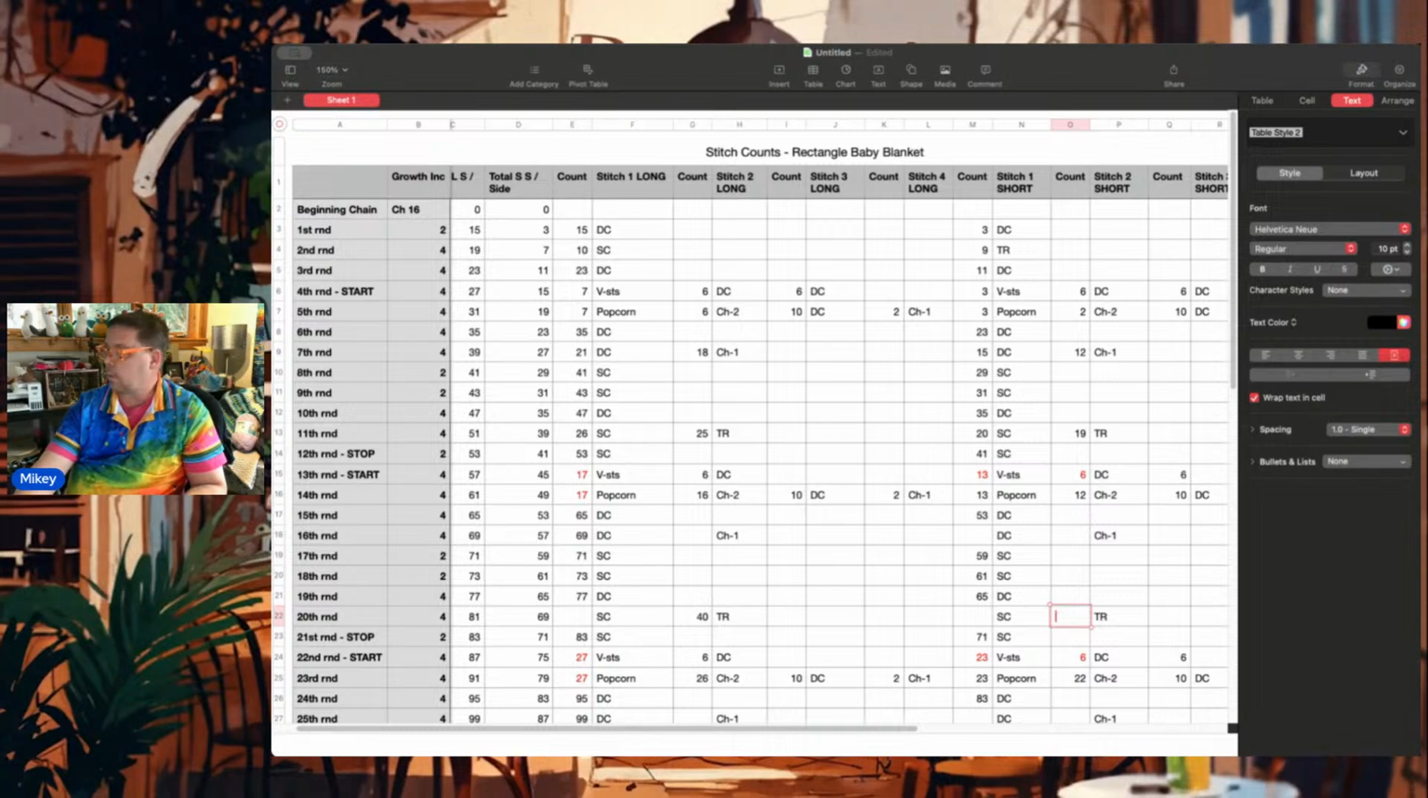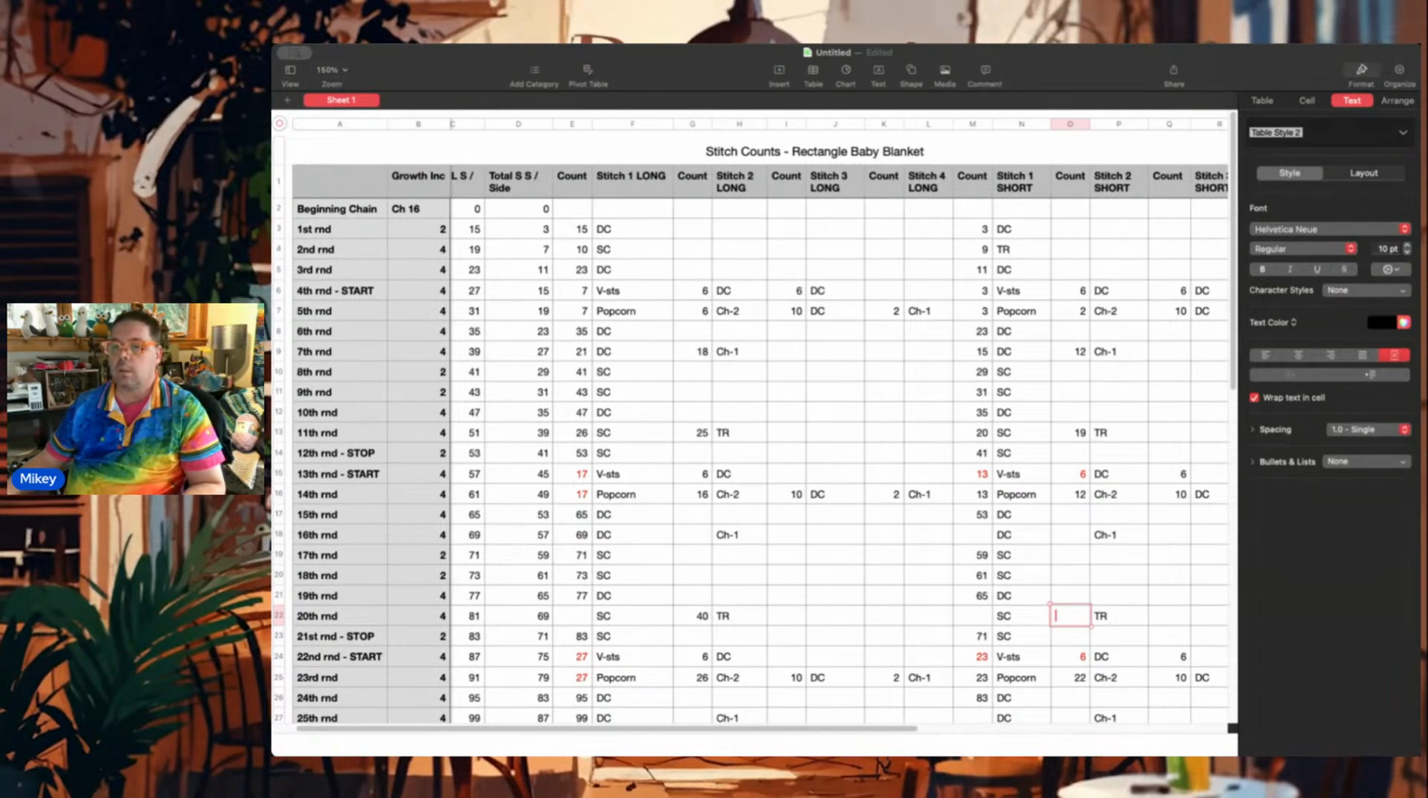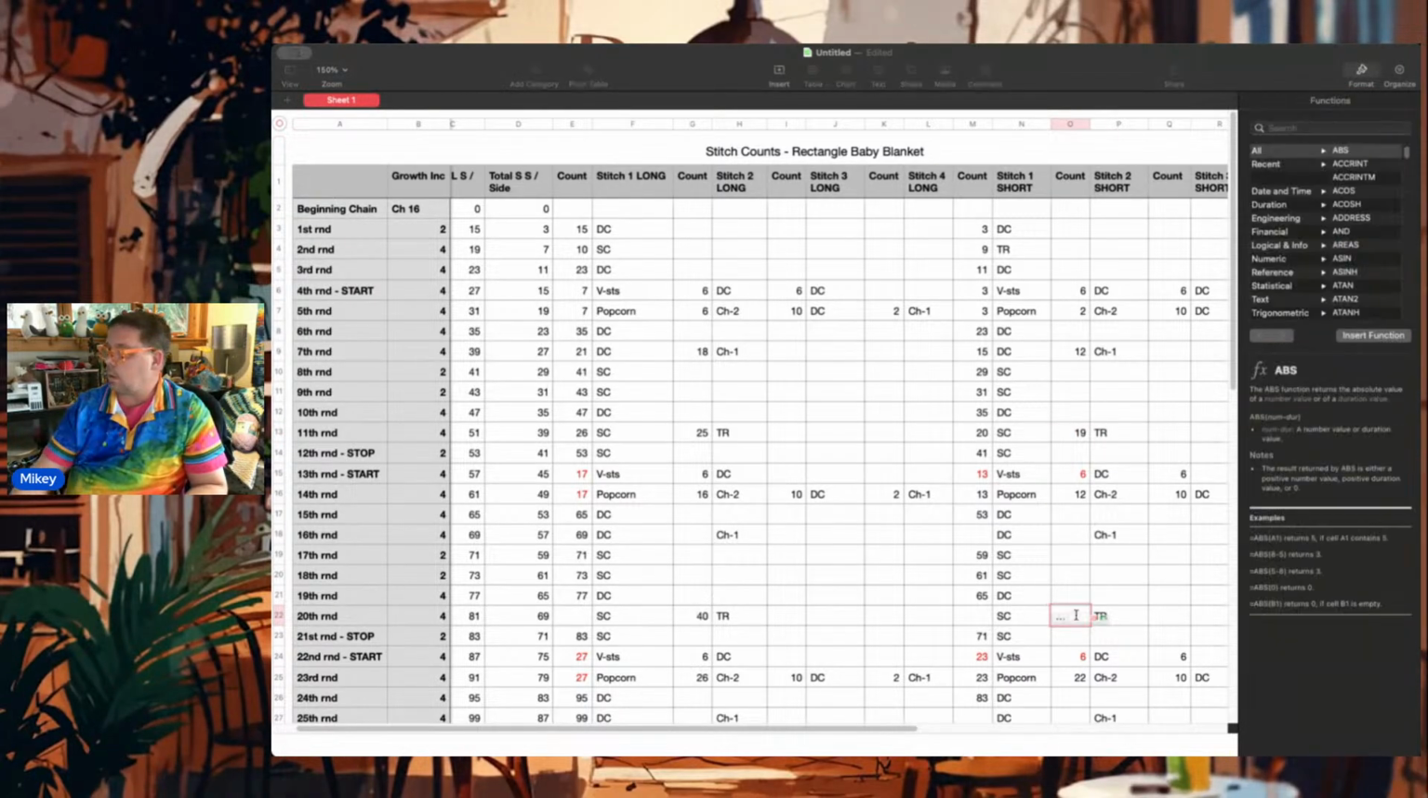34 trebles. 34 minus 19 is 15, so it's the same number. So 15, the increase is the same. Plus 15.